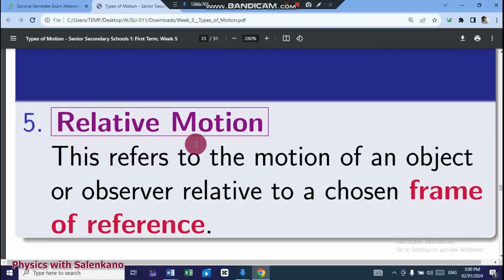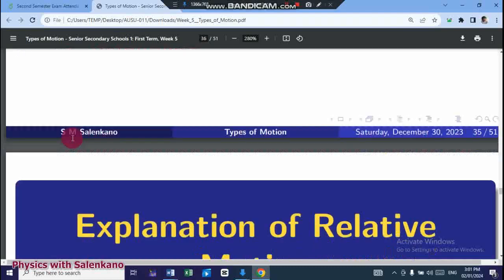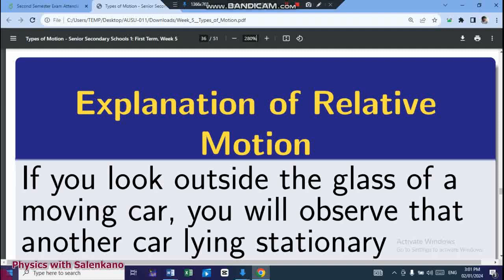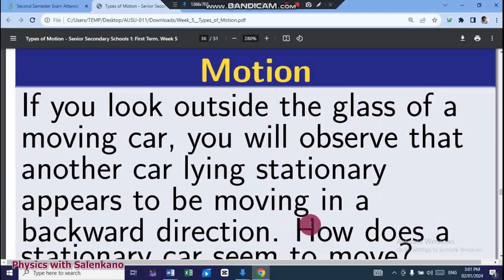The last one is relative motion. This refers to the motion of an object or observer relative to a chosen frame of reference. We need an explanation for this to make it clearer. Before giving an example, we say explanation of relative motion. If you look outside the glass of a moving car, you will observe that another car lying stationary appears to be moving in a backward direction.